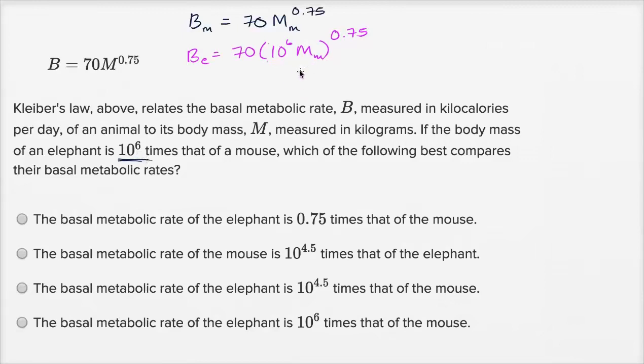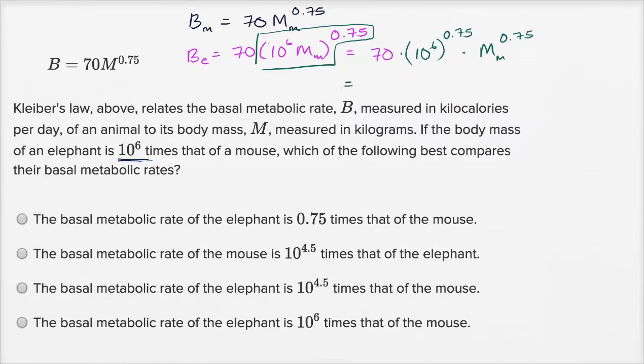And the reason I did that is once you write it this way, we can now express this in terms of the basal metabolic rate of a mouse. What am I talking about? Well, let's use a little bit of exponent properties to rewrite this. So this is going to be equal to 70, and then all of this stuff that I'm squaring off in green. If I have the product of two things raised to an exponent, that's the same thing as raising each of these to an exponent and then taking the product. So it's going to be 70 times 10 to the sixth to the 0.75 times the mass of a mouse to the 0.75. And now I can rearrange it.